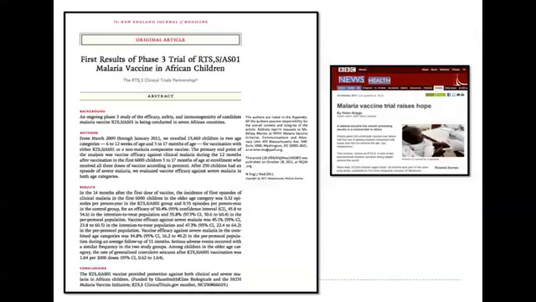vaccines. And was it last week or the week before, we had this in the New England Journal of Medicine, first results of a phase 3 trial of this RTS,S malaria vaccine in African children. And this is the first time that we've really had anything that looks like an effective vaccine against malaria. Unfortunately, it's not perfect by any means. It was only giving about 50% protection in this study.